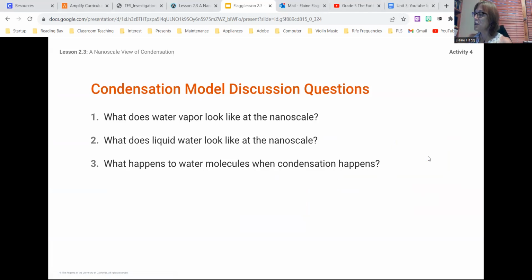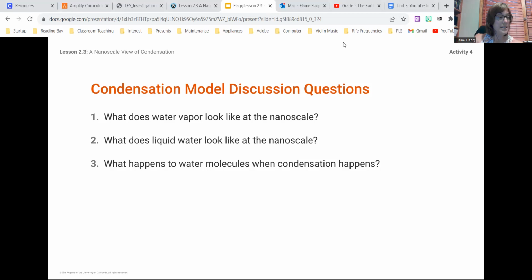And here are some discussion questions that I want you to think about to help you complete your model. What does water vapor look like at a nanoscale? What does liquid water look like at the nanoscale? And what happens to water molecules when condensation happens? Now, you're not going to know the answers to it right now, right? Because you haven't messed with the condensation tool. You haven't practiced or anything. So I want you to think about this as you work on your condensation models. So you are going to be thinking about these questions.